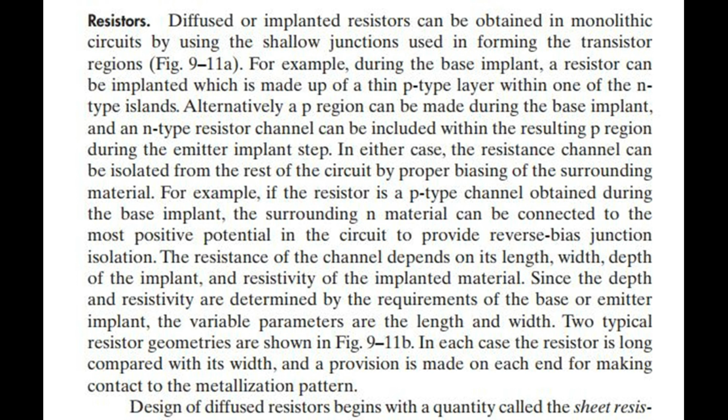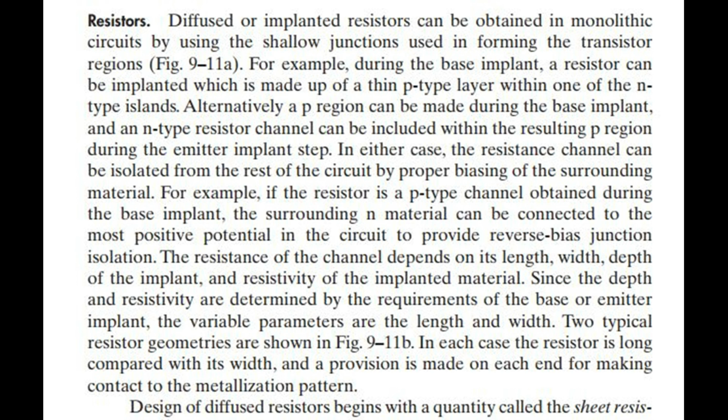In either case, the resistance channel can be isolated from the rest of the circuit by proper biasing of the surrounding material. For example, if the resistor is a p-type channel obtained during the base implant, the surrounding N material can be connected to the most positive potential in the circuit to provide reverse bias junction isolation.